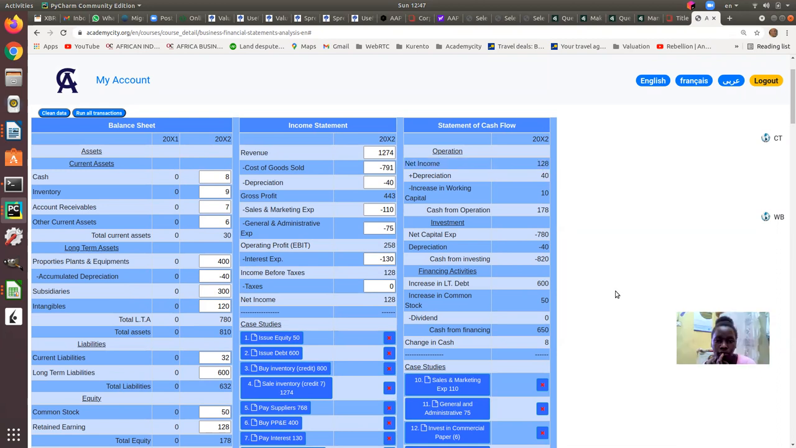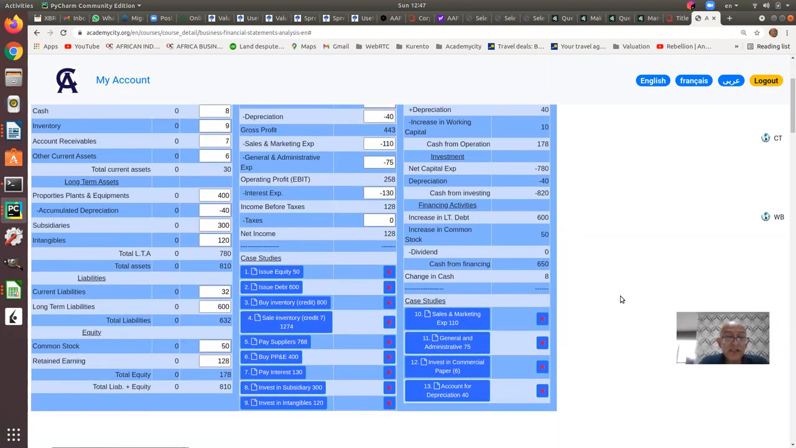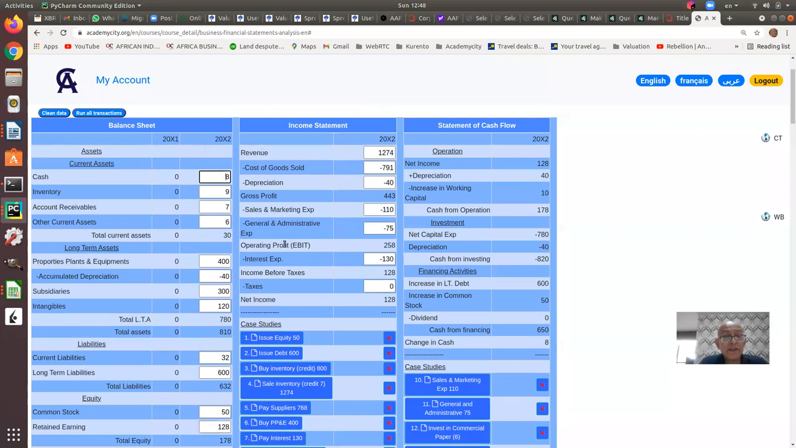Okay? So for now, all you need to know is that transaction number 15 does not reduce net income, but it explains why we break the chain, that the 128 will not show here again anymore. It will show only 128 minus the 15 because it's distributed to the shareholders. The cash will go down by 15. By the way, the cash will be negative.